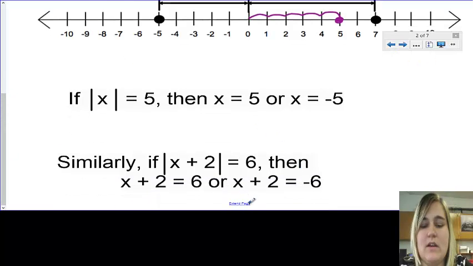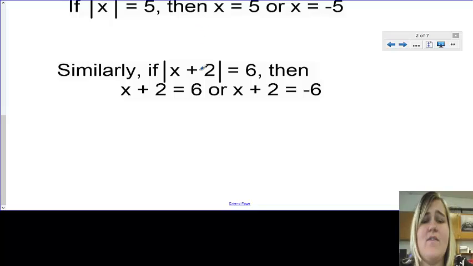It says, similarly, if I have the absolute value of x plus 2 equals 6, then x plus 2 has to be equal to 6 or -6, because the absolute value, whatever's inside of here, can be the positive and be 6 units away, or it can be the negative and be 6 units away. This is key to what we're going to do today.